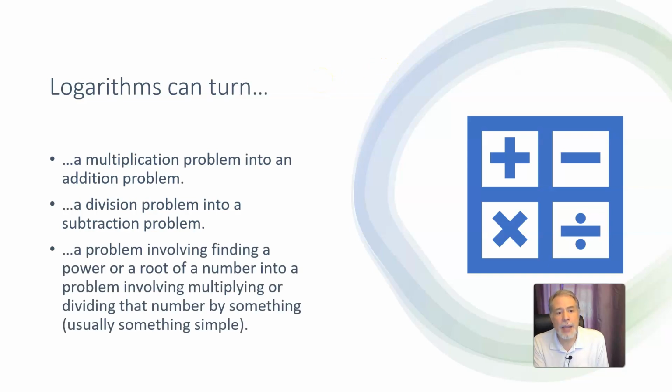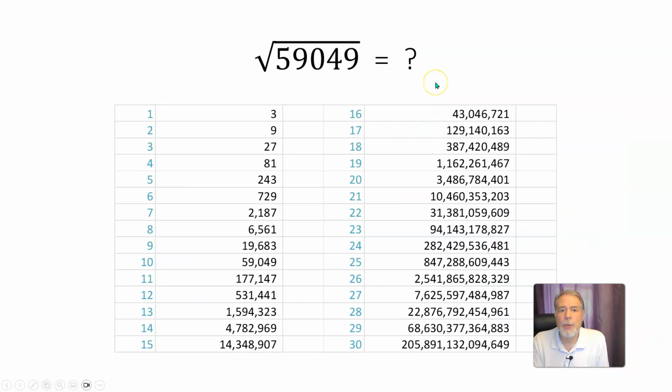And it can turn a problem involving finding a power or a root of a number into a problem involving multiplying or dividing that number by something, usually something simple. To see how that works, say for example, we want to know what is the square root of 59,049.